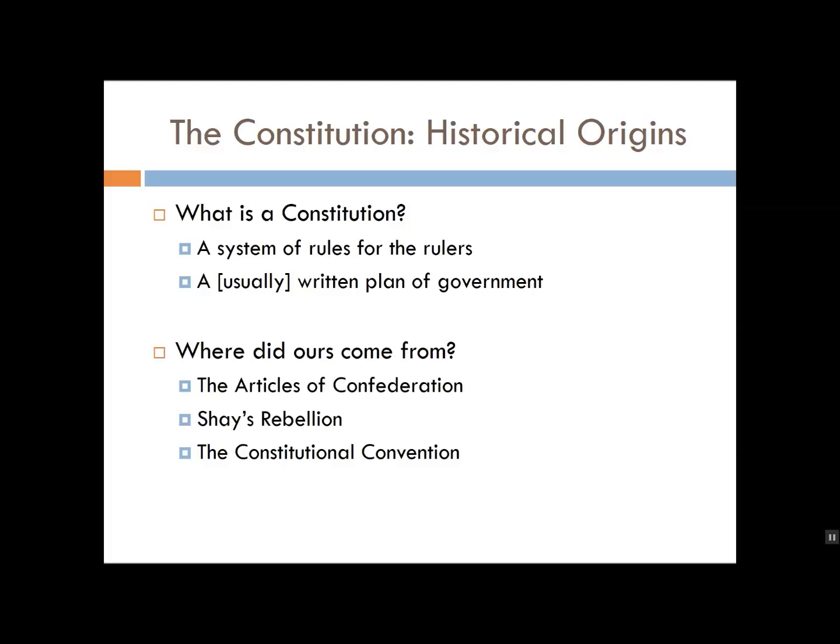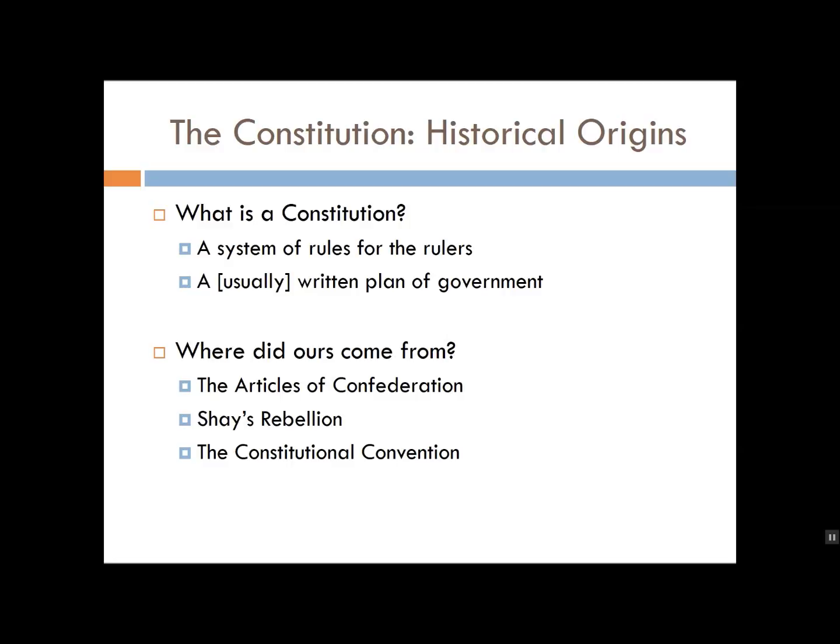So a constitution is a usually written plan of government. Do keep in mind that constitutions are not strictly reserved to countries or nations. States, corporations, even student organizations also adopt constitutions on a regular basis. In a sense, our syllabus might even be thought of as a sort of constitution for the course.